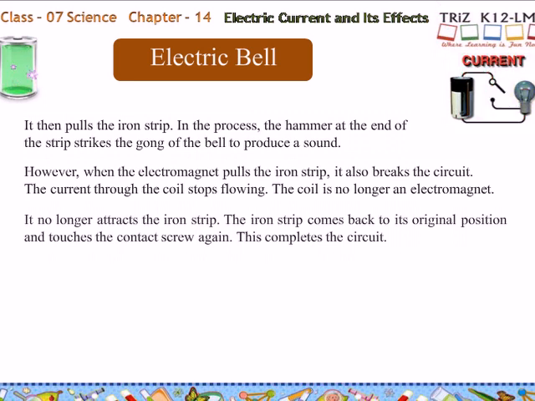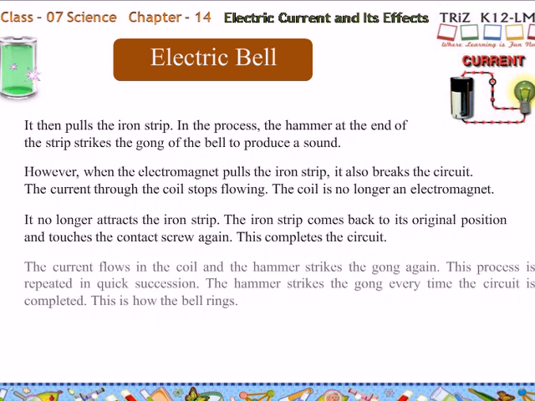The iron strip comes back to its original position and touches the contact screw again. This completes the circuit. The current flows in the coil and the hammer strikes the gong again. This process is repeated in quick succession. The hammer strikes the gong every time the circuit is completed. This is how the bell rings.